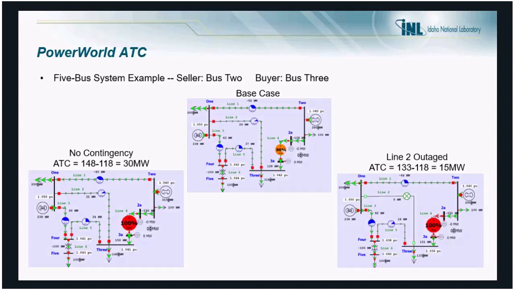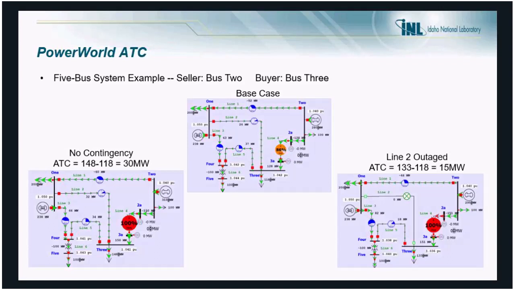So if we want to figure out the ATC for the whole system with the consideration of all of the contingencies, it will be the minimum or the smallest amount among all of the contingencies for all of the scenarios. And that, of course, is a very time-consuming process with lots of contingency analysis and power flow runs. And most of the commercial software, including PowerWorld, calculates ATC through the use of linear sensitivity factors.